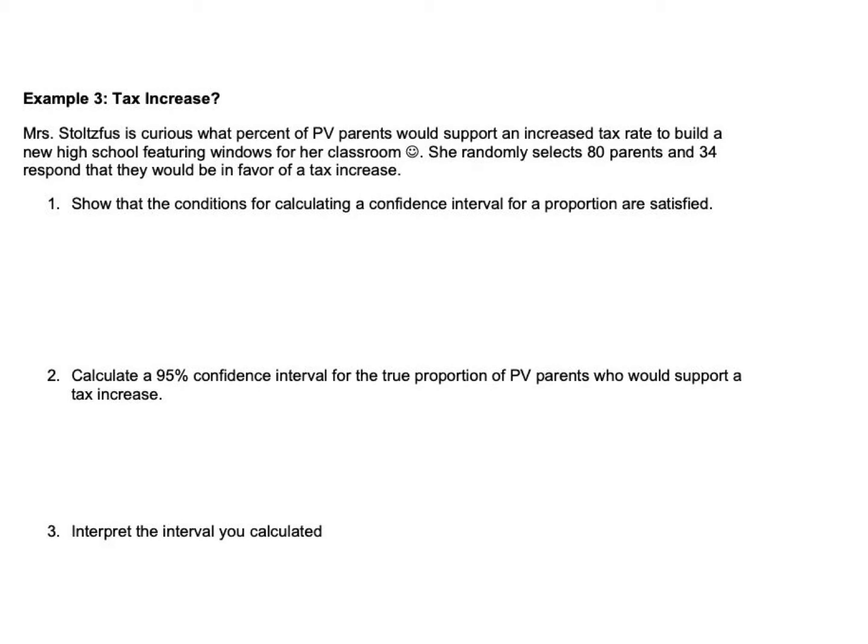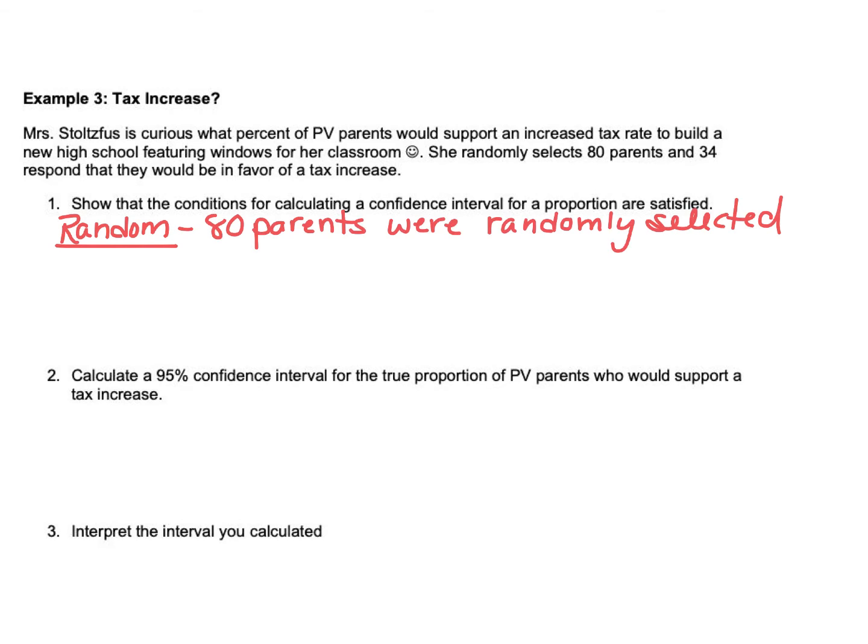First, show that the conditions for calculating a confidence interval for proportions are satisfied. Again, you don't need to memorize these for this course. Simply refer to your notes and apply them to the situation. So the first is, statistically, to do this process, your sample must be random. So I put it into context. 80 parents were randomly selected.